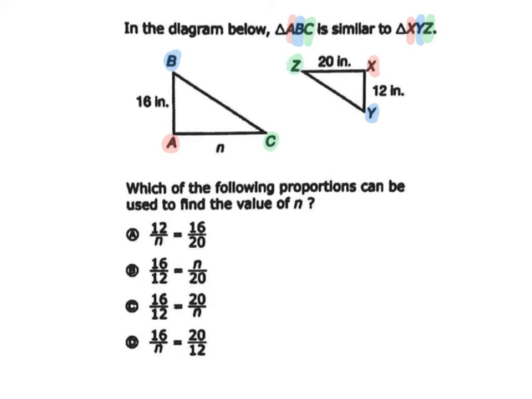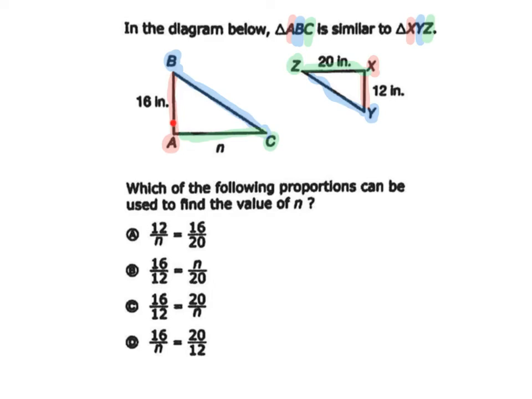Now let's color code the sides. A to B, X to Y, B to C, Y to Z, and C to A, and Z back to X. Now let's color code the proportions. Here we're not given the line segments, we're given the actual value of the line segment. So we just have to match up the number of those line segments.